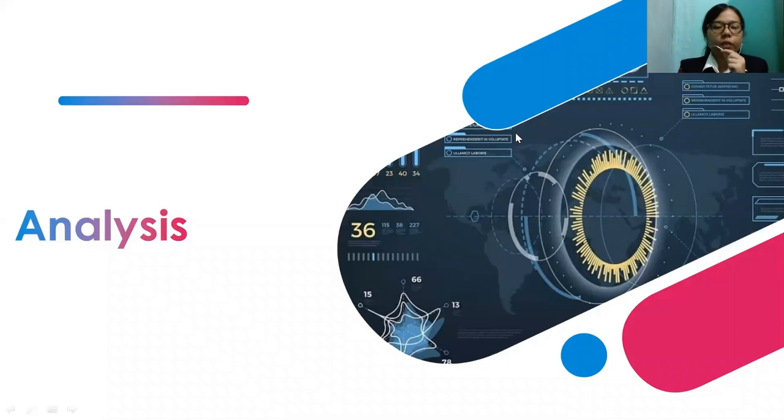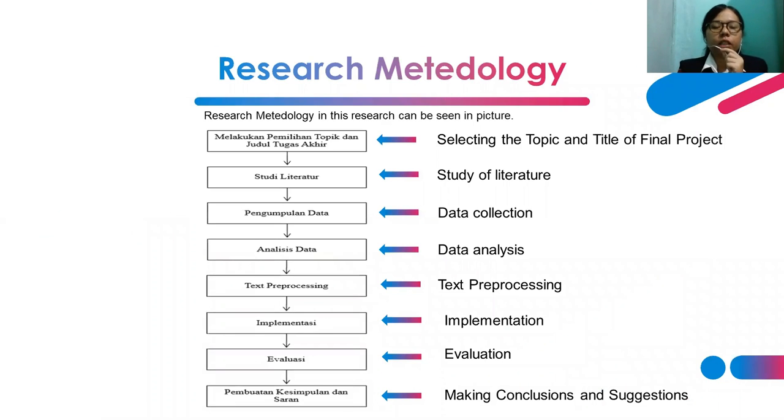Now I will explain about analysis. The research methodology in the research can be seen in the picture. The first step is selecting the topic and title of the final project. The next step, study of literature. The next step, data collection and data analysis, text processing, implementation, the next evaluation, and the last step is making conclusion and suggestion.